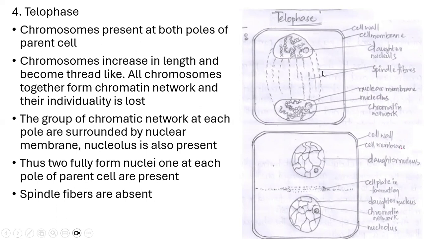The group of chromatin network at each pole is surrounded by a nuclear membrane, and a nucleolus also begins to appear. Thus, at the end of the telophase, we are able to see two fully formed nuclei, one at each pole of the parent cell. Spindle fibers are completely absent, and we can also see formation of a cell plate which will follow division of the plant cell.